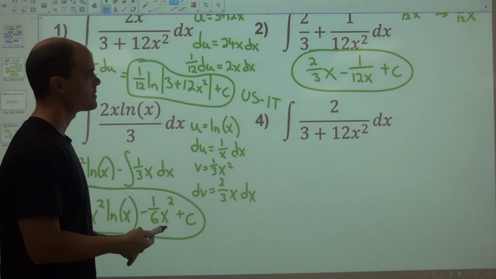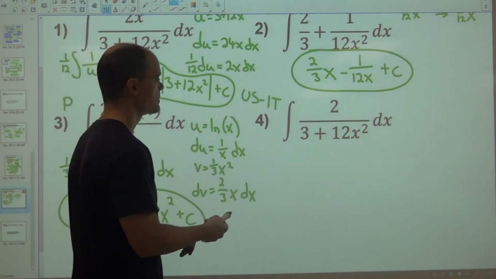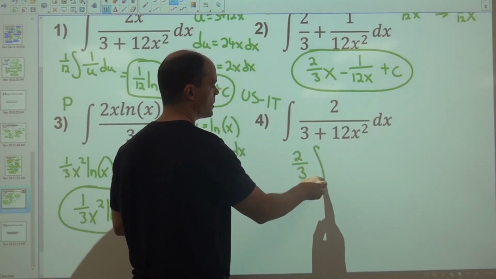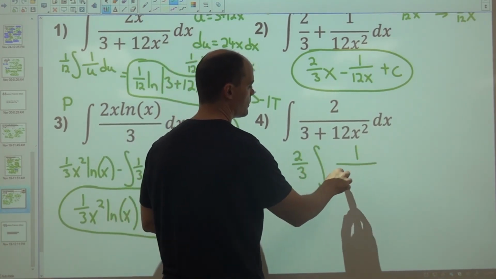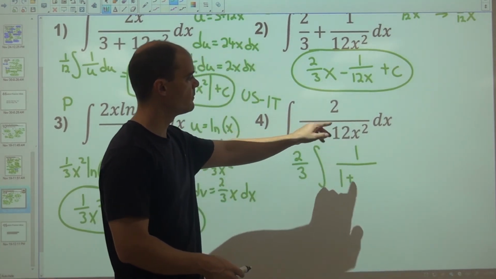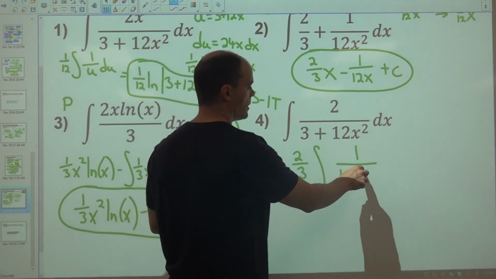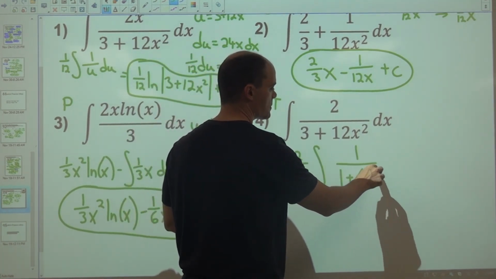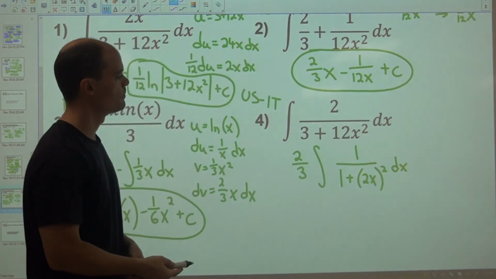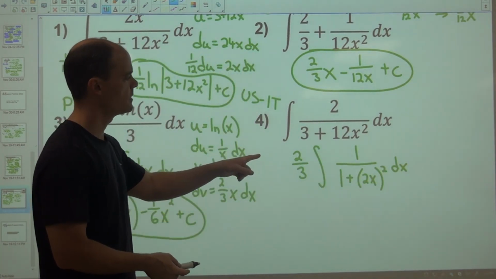And number 4 we said is an inverse tangent. We have to make this look like 1 over 1 plus. So let's pull out the 2/3, and that leaves us with 1 over 1 plus. If I pull a 3 out of this, I'm going to have 4x squared, and 2x quantity squared gives me 4x squared. So now I've rewritten this like an inverse tangent.